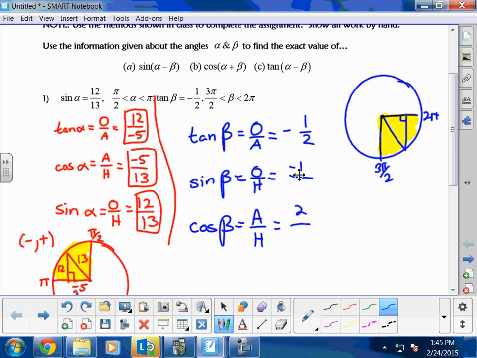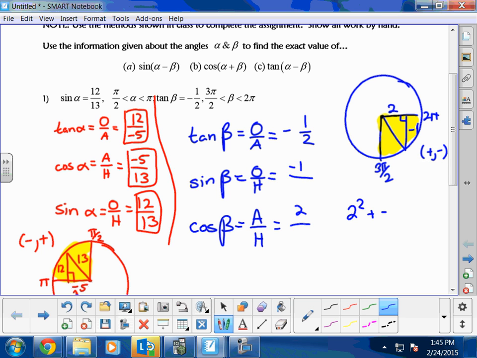This side, this triangle, we have positive, negative, which means that this right here is a positive 2, this is a negative 1. And that's how I was able to distinguish where the negative belongs. Now, what I still need to do is find out what the hypotenuse is. So for that, I'm going to use the Pythagorean theorem.